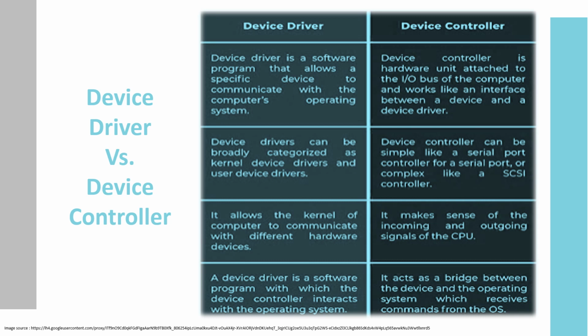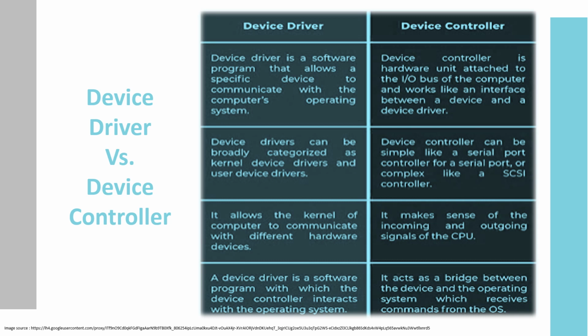So the device controller is a hardware unit attached to the input output bus of the computer and works like an interface. What is an interface? An interface is something which allows two people to communicate. It's an interface between a device and a device driver. To even install the device driver, I need a permission, and my device controller will become that interface which allows my system to install the device driver, so my pen drive can communicate with the operating system.